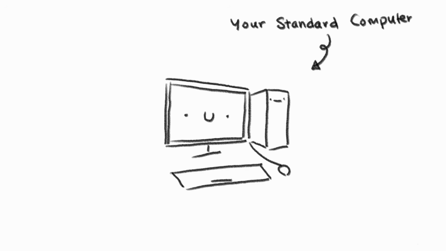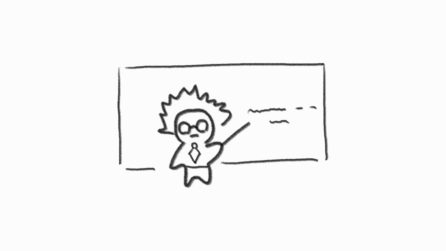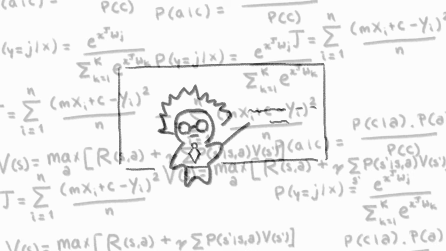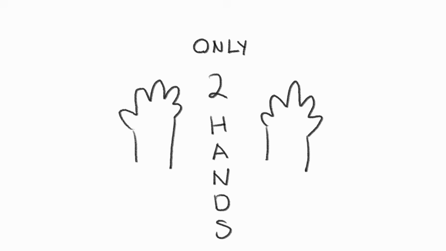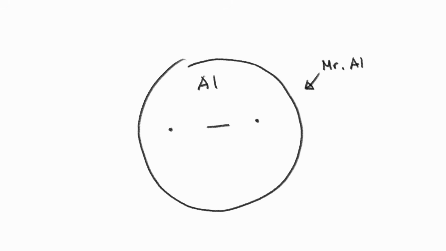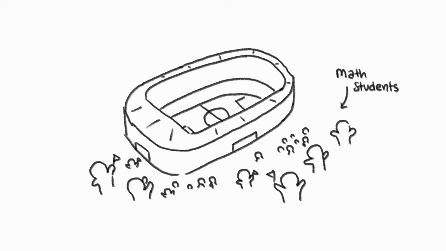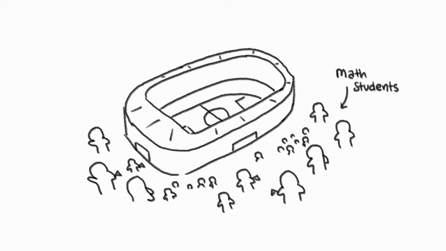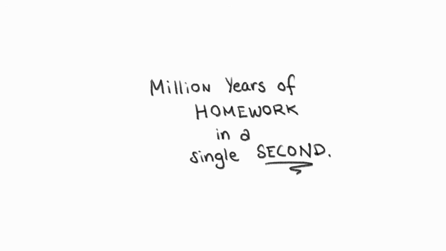A standard computer is like a single Nobel Prize winning professor. He can solve any complex problems, but he only has two hands. An AI, however, is a stadium of 100 billion math students. They aren't geniuses, but because they all flip their hands up and down at the exact same time, they can finish a million years of homework in a single second.